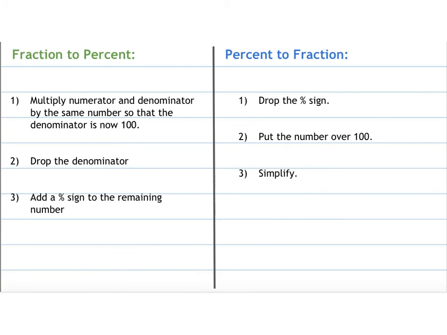Okay, so again, here are the steps for going from a fraction to a percent. Multiply the numerator and denominator by the same number, so the denominator is out of 100. Drop the denominator, and to the numerator, you just add a percent sign. Going from a percent to a fraction, drop the percent sign, put the number over 100, and then simplify. So these steps are very important, so make sure you have them written down.